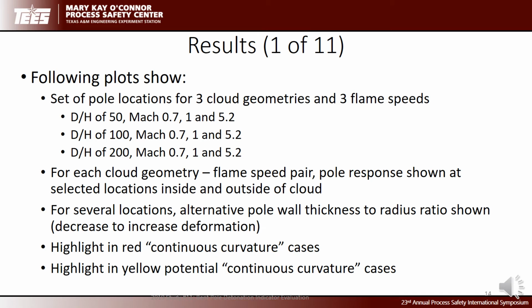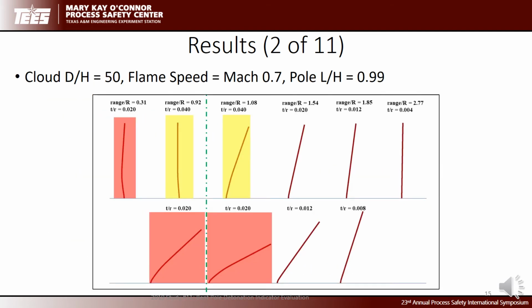For several locations, we looked at alternative pole thicknesses in order to either decrease or increase the amount of deformation. Where we see things that we believe clearly illustrate continuous curvature, that is, the indicator of a detonation that we're exploring, we've highlighted those in red. Where it might be, but it's not really clear, we've highlighted it in yellow, and everything that's not highlighted is clearly not continuous curvature.